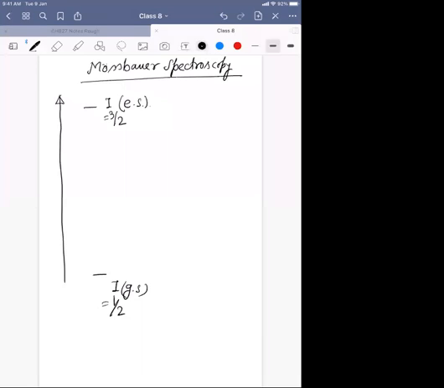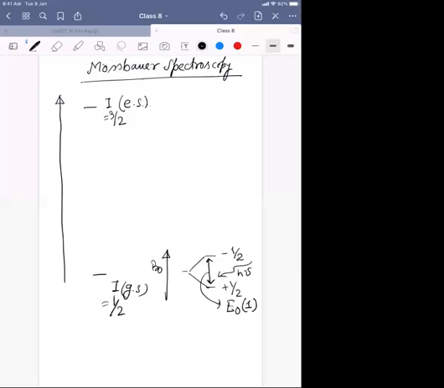Now, if we put a magnetic field over there, this I is going to split up into plus half and minus half. So now, if I give a particular electromagnetic radiation which matches this energy gap, which I'm writing as E01, I will see a transition between plus half and minus half.